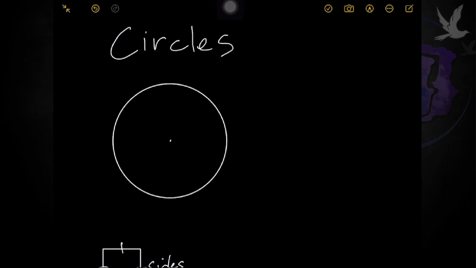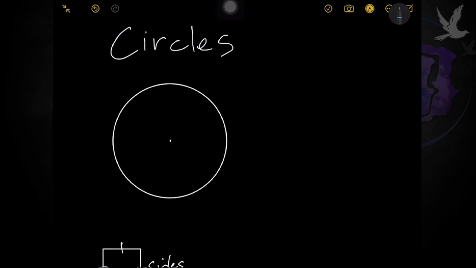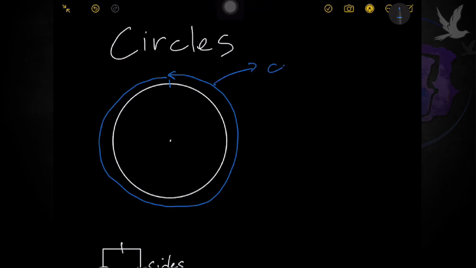Okay, so, what do you call the measurement around the circle? If you're going to start at one point, for example, at this point, measuring it all the way around, this is called the circumference. That is what you call the circumference, the measurement around the circle. Okay, yung total measurement niya kumbaga.